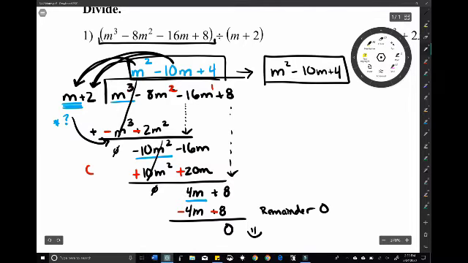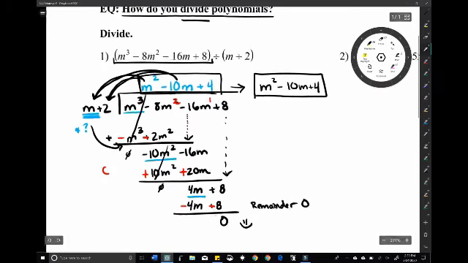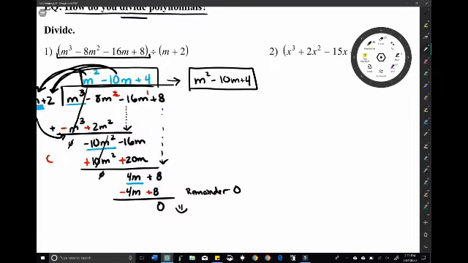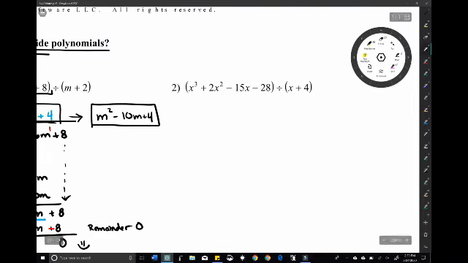Okay, division's going to take some time, it's going to take some practice, but you'll get it down. Just take your time, of course. Okay, so moving on to the next example, number 2. Set it up the same way. X plus 4 out front, x to the third plus 2x squared minus 15x minus 28.